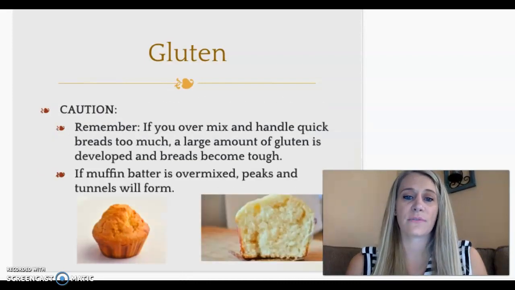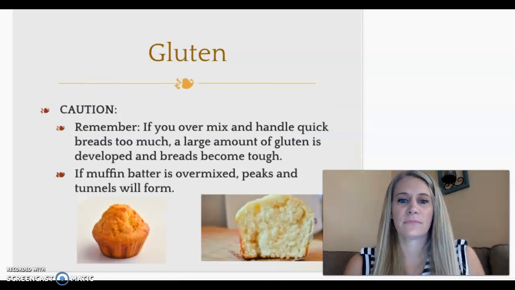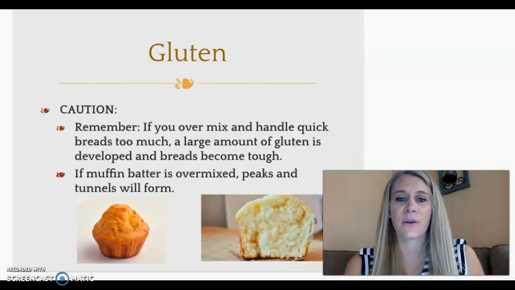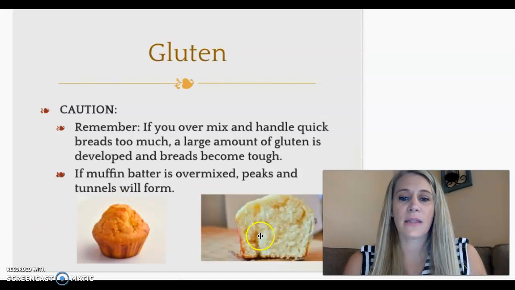A caution for gluten. If you overmix and handle quick breads too much, a large amount of gluten is going to develop and your bread will become tough. If muffin batter, for example, is overmixed, peaks and tunnels will form. And if you look right here, this is what we're talking about regarding a peak, and these are the tunnels within the muffin.